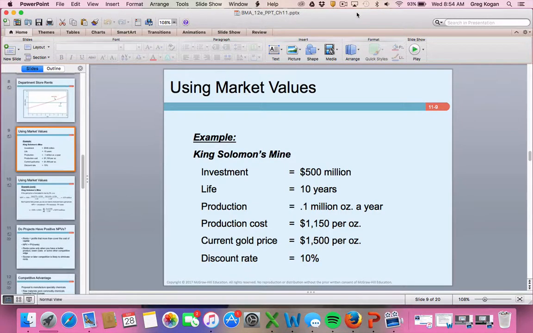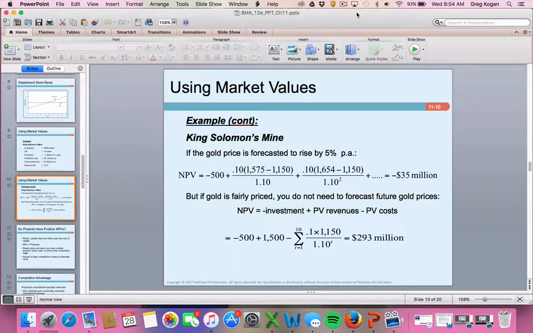So continuing to the next example, we have King Solomon's Mine, and this is page 282. King Solomon is considering a proposal to open a new gold mine, estimated to cost 500 million to develop. Production is 1 million ounces a year. Total production is going to be 1 million ounces. The current gold price is 1,500, and the production cost is 1,150 per ounce.